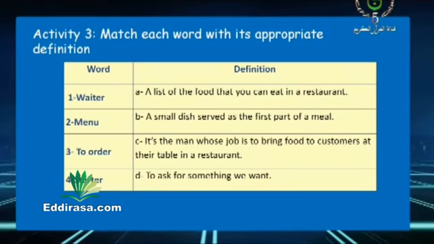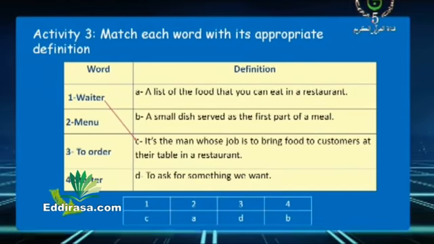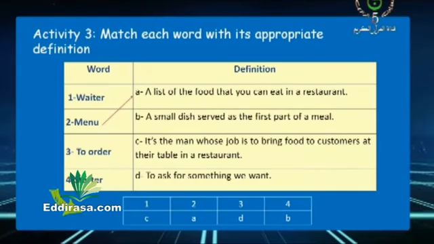And of course, you already did it in term 1. 1, waiter is C. 2, with A. 3, with D. And 4, with B.